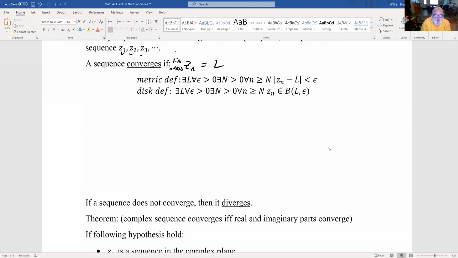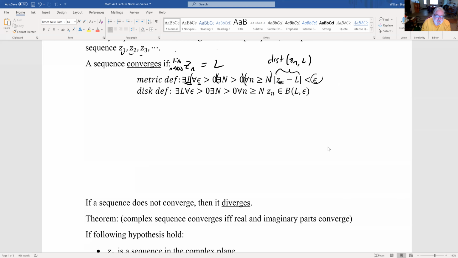And you can think of it one of two ways. If I have a sequence, there is some number L, so that for every epsilon greater than 0, there's some natural number N, so that for every n bigger than N, the distance between zn and L is less than epsilon. So there's some complex number L, so that no matter what epsilon you pick, at some point, all of your points are within epsilon of L.